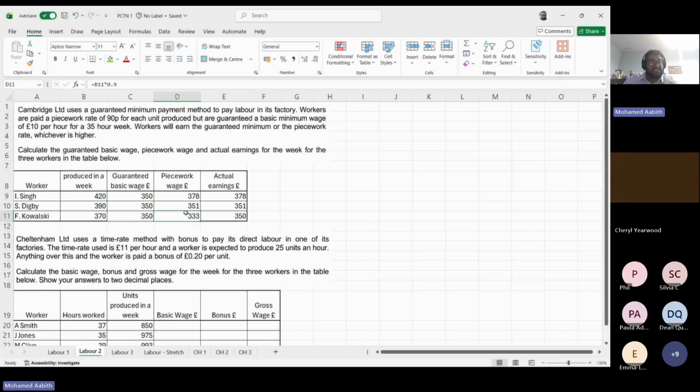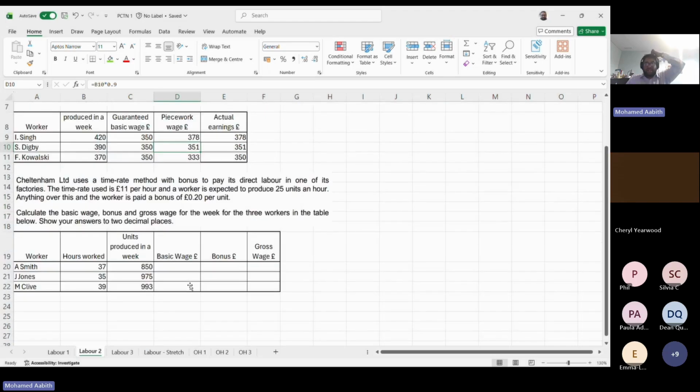Why? Because in this case the piecework is not giving them enough money, so they will give them the guaranteed basic wage. So that is the absolute floor. You cannot go underneath that amount. You can always earn more than 350, but not a single penny under, like Bruce's Price is Right. It's the opposite way. In that show, you have to guess the price lower, not a penny over, but here, not a penny under. So you will get paid a minimum of £350 regardless of your production. But if you produce more than the amount they require, then you will get the piecework wage.